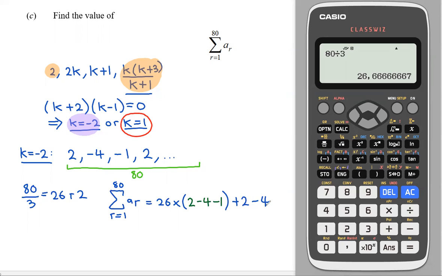Okay. Now this is going to be 26 multiplied by 2 - 4, which is -2, - 1, which is -3. And then we're going to have to subtract 2 from that. Now that's going to give you -80. Okay, for your sum, don't worry that it's negative because we've got negative numbers in the sequence.